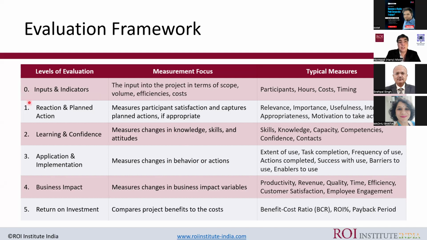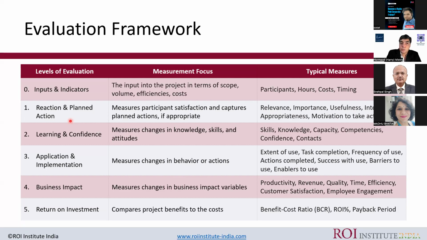Your outputs for the program start from level 1. Level 1 is where we measure reaction and planned action. This essentially measures the amount of satisfaction, the amount of importance participants give to the program, and also captures any planned actions that they intend to take based on the learnings from the program. This is where we typically measure how relevant the participants found the program. How important was it for them? Did they find it useful? Do they intend to use the content from the program? Was it appropriate for them? What are the actions that they intend to take? These are different measures that we capture and rate to see how successful the program would be based on their reactions.